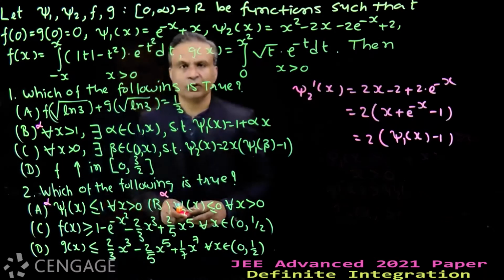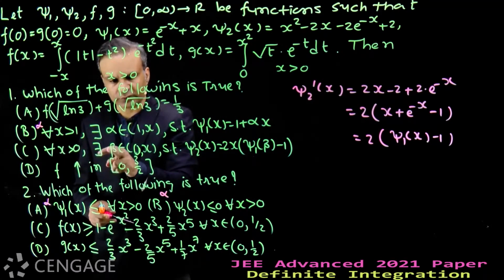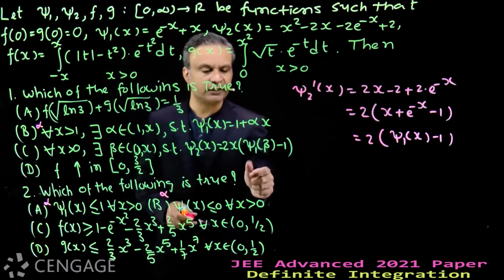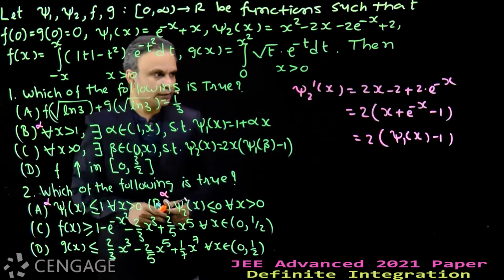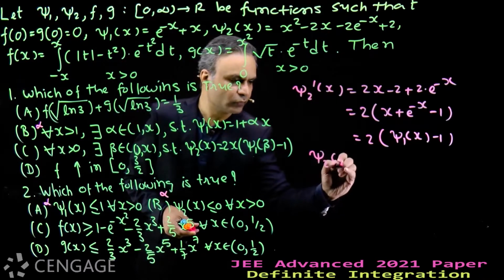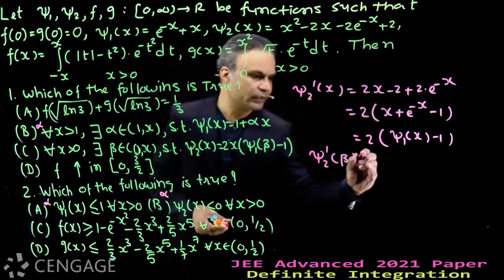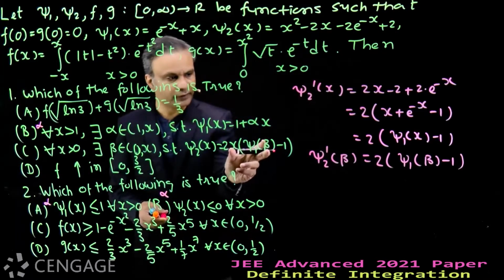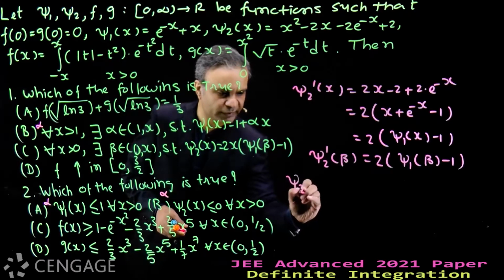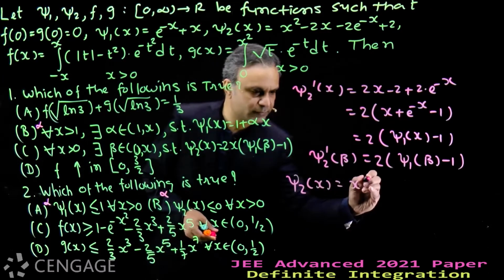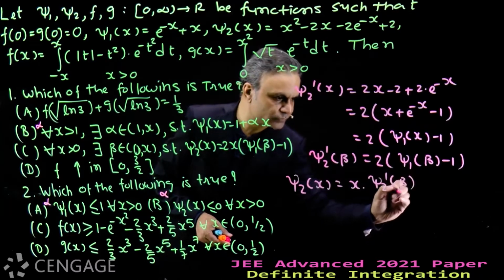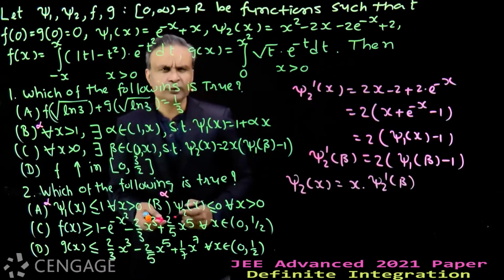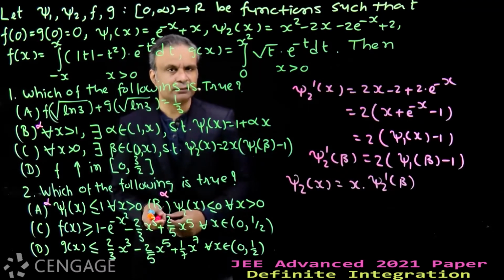Now we have this option: for every x greater than 0 there exists beta belonging to (0, x) such that psi 2(x) is 2x times (psi 1(beta) minus 1). Now from this, the derivative of psi 2 at x equal to beta will be 2 times (psi 1(beta) minus 1). We have this derivative here. That means we have to check that psi 2(x) is equal to x times the derivative of psi 2 at x equal to beta. Now we can use LMVT, Lagrange's mean value theorem.